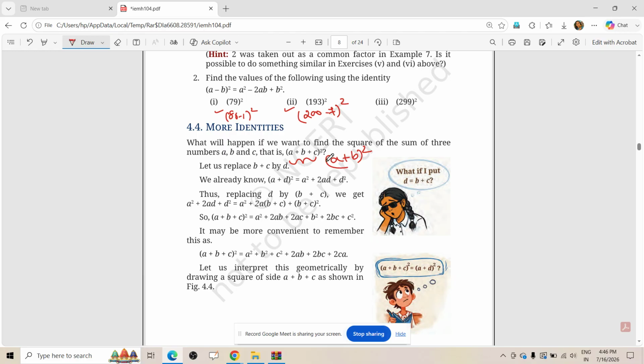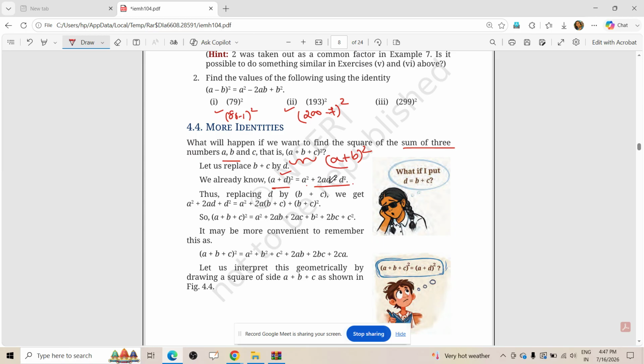So let us see what will happen if we want to find the square of the sum of three numbers. Let us replace b plus c by d. Then it becomes a plus d whole square, right? And we know the formula for two terms. A plus d whole square is a square plus 2ad plus d square, right?